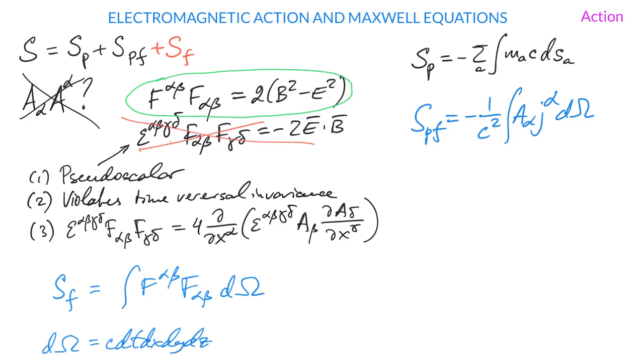There should be some coefficient here, which depends on the choice of units. Let's call it a for now. The sign of this coefficient a can be determined in the following way. First, this integrand here is proportional to B squared minus E squared. Let's recall the definition of the electric field. The electric field, in terms of the potentials, is minus 1 over c dA by dt minus del phi.